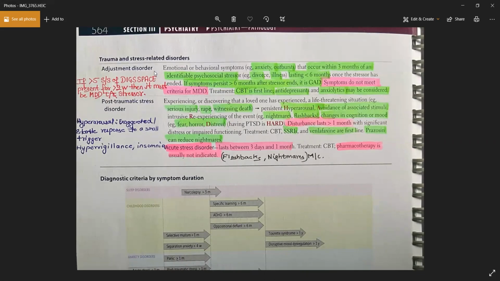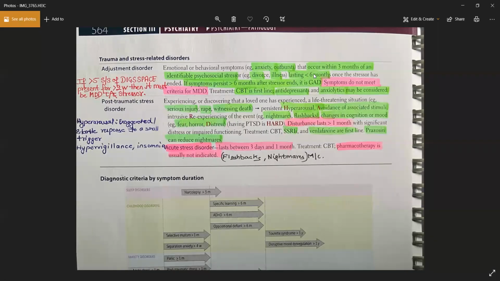With a sudden change in the environment of a patient, like traveling from one state or place to another, or getting an emotional trauma, anything after a psychological stressor, that means a divorce, any illness, or shifting to a new place, if the patient starts having symptoms of anxiety or outbursts, and the symptoms occur within 3 months of this stressor, and they last less than 6 months, you will call it an adjustment disorder.